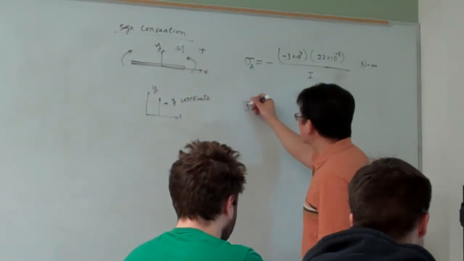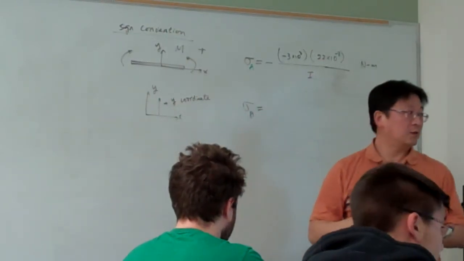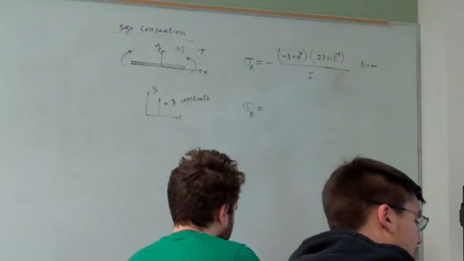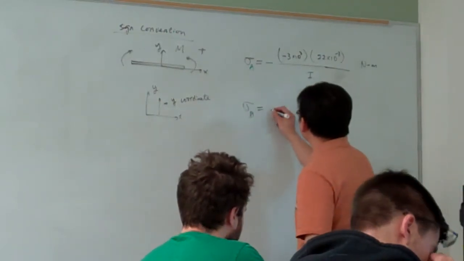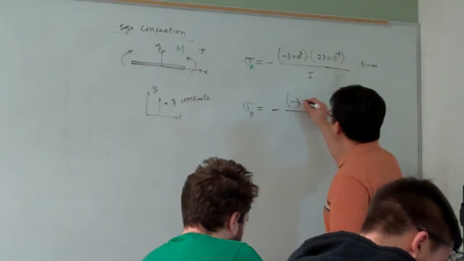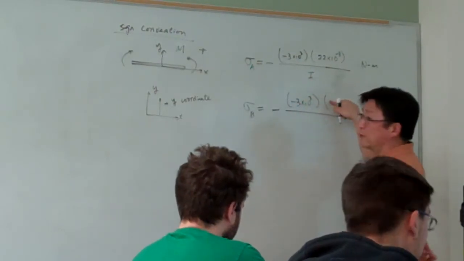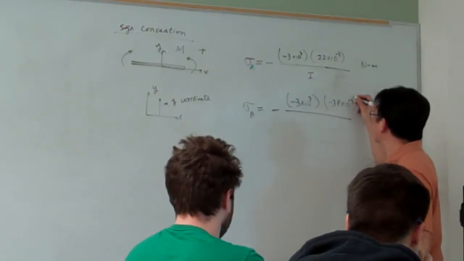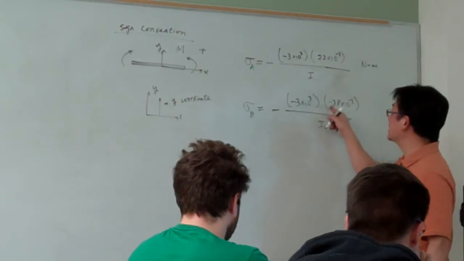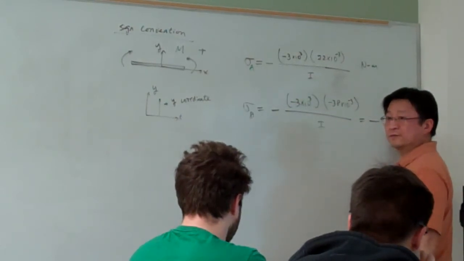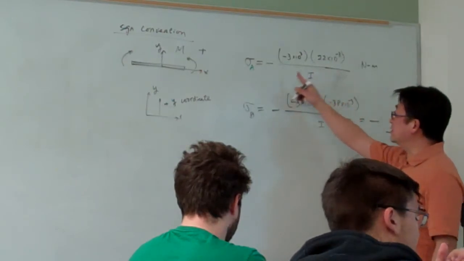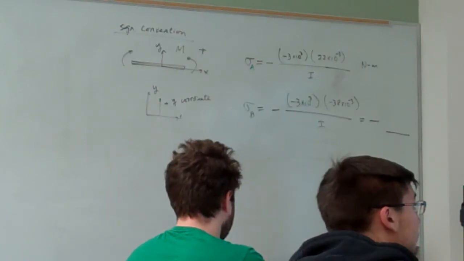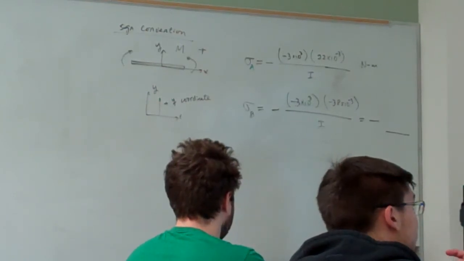Okay, and then sigma at point B. Point B is at the bottom here, anywhere at the bottom. For this case, it is minus. The M is negative, and the coordinate at B is negative, and divided by I. So here we have three negatives, so the result comes out negative. You can see if you apply this formula, you have to apply the sign convention carefully. If you miss one, then you miss the sign.